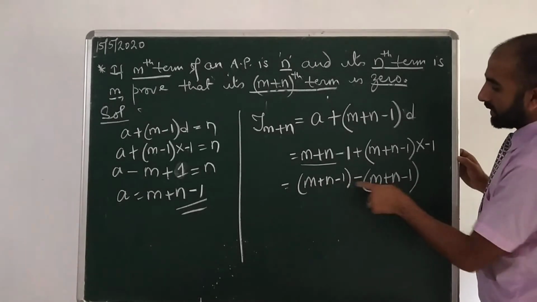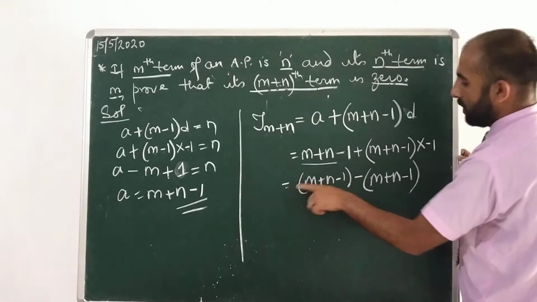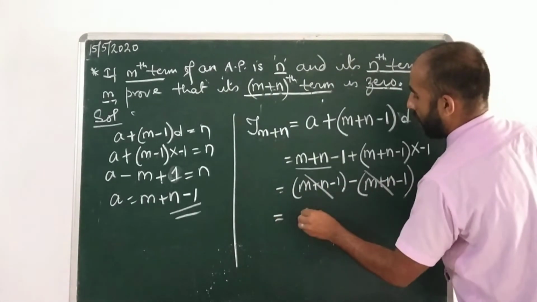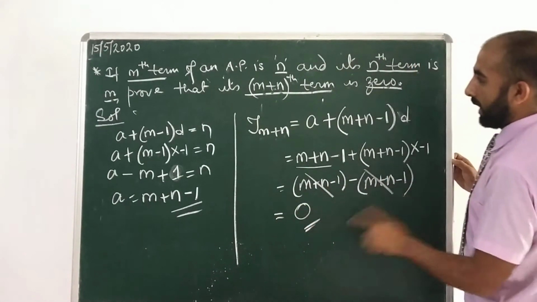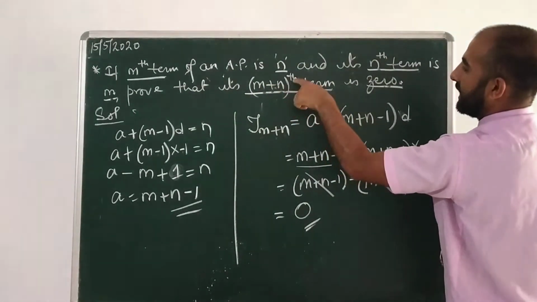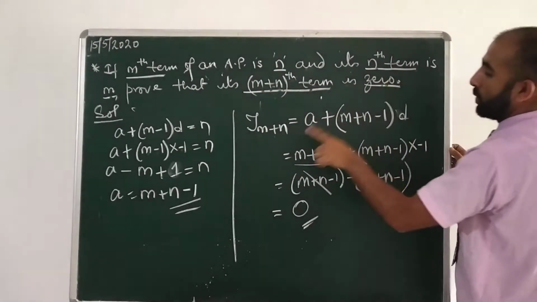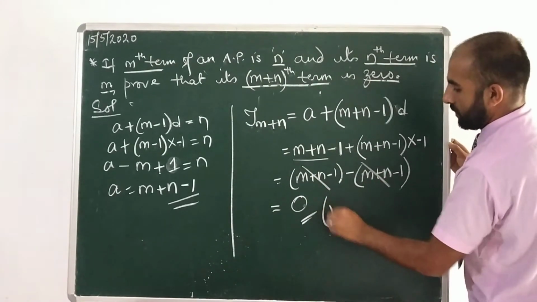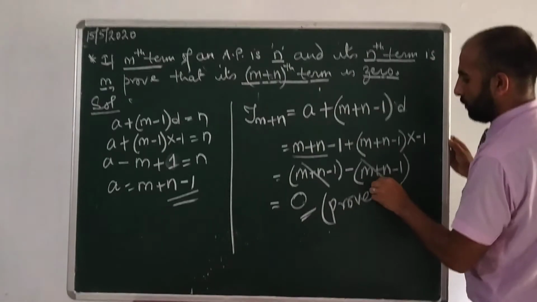See, both we got the same, but one is positive, one is negative. So both will get cancelled. So finally we got 0. Hence, the m plus nth term we are supposed to prove is 0. So we got T(m plus n) equals 0. So it is proved.